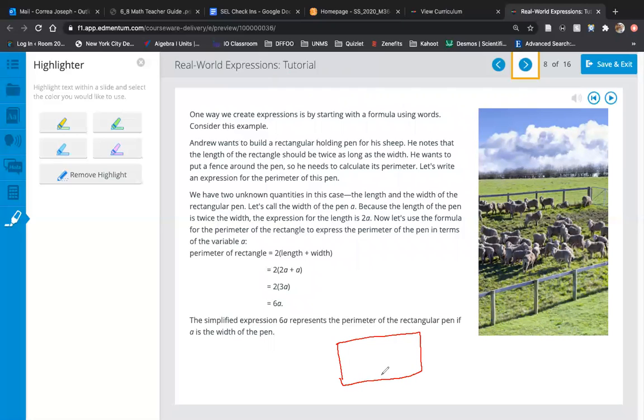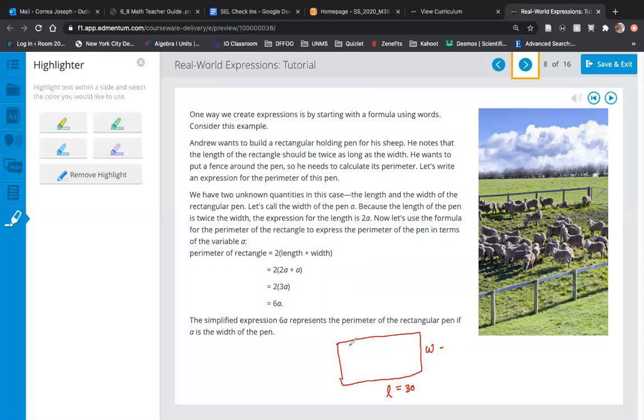Here's my rectangle, right? It says, he notes that the length of the rectangle should be twice as long as the width. So this is the length here. He's saying that the length needs to be twice as long as the width. So let me just write here, right? This is my width. This is my length. So let's think about an example, right? What kind of rectangle will work for Andrew? I could have one where the length is 10. The width could be 5. That works. I could have a different rectangle where the length is equal to 30. The width has to equal 15. It's going to be half of it.